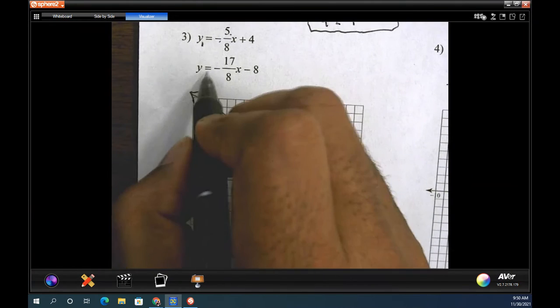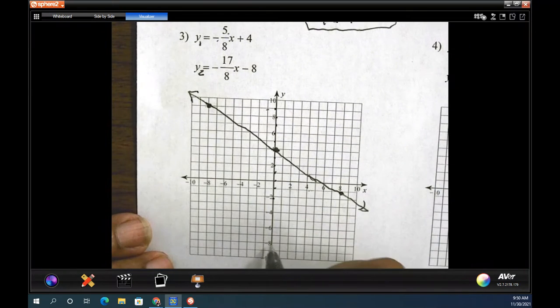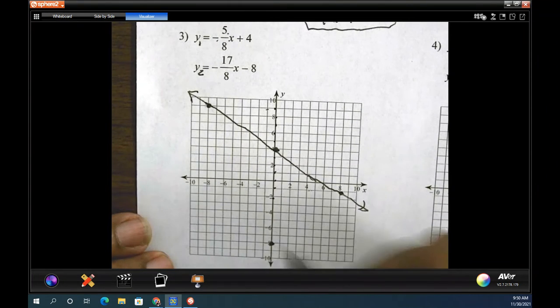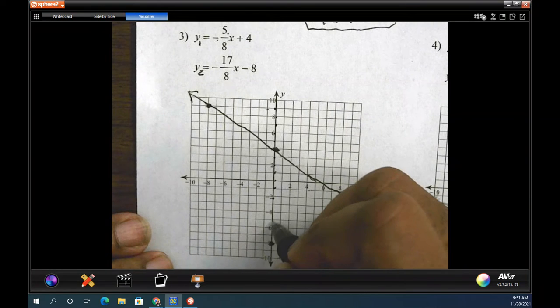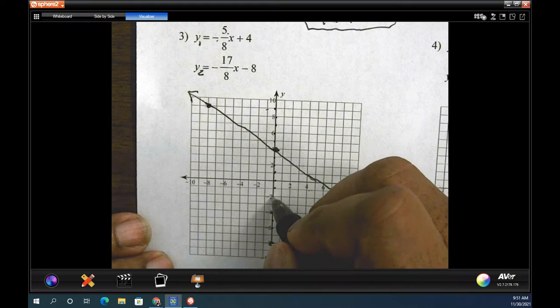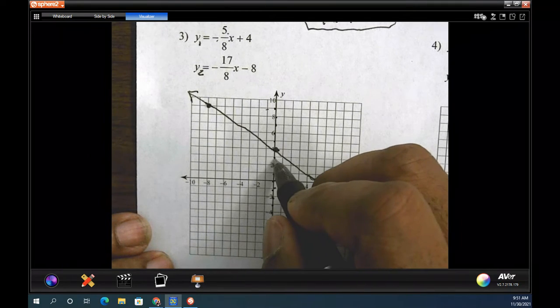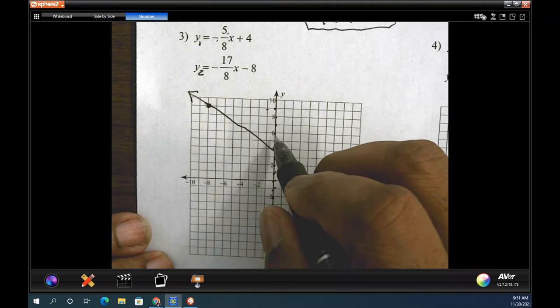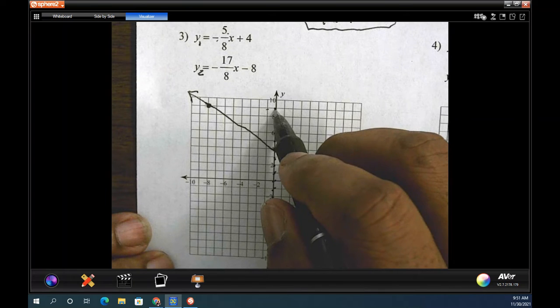Okay, the second line, Y2 is what I call it. You go to 0, -8. Here it is, right here. Now, you would go down 17, but we can't. Let's do it again. So we go up 17. 1, 2, 3, 4, 5, 6, 7, 8, 9, 10, 11, 12, 13, 14, 15, 16, 17.